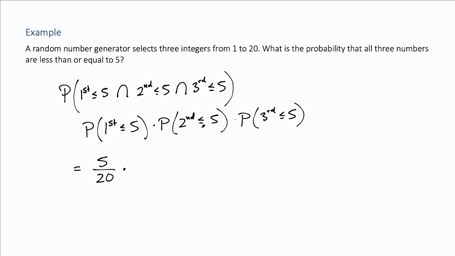Times, well, here it happens again, right? The second number I pick, again, there's 5 ways it can be less than or equal to 5 out of the 20 numbers being chosen. And the same for the third number. Well, each of these is 1/4, so I get 1 over 4 times 1 over 4 times 1 over 4, which is 1 over 64. So the probability of all three being less than or equal to 5 is 1 over 64.